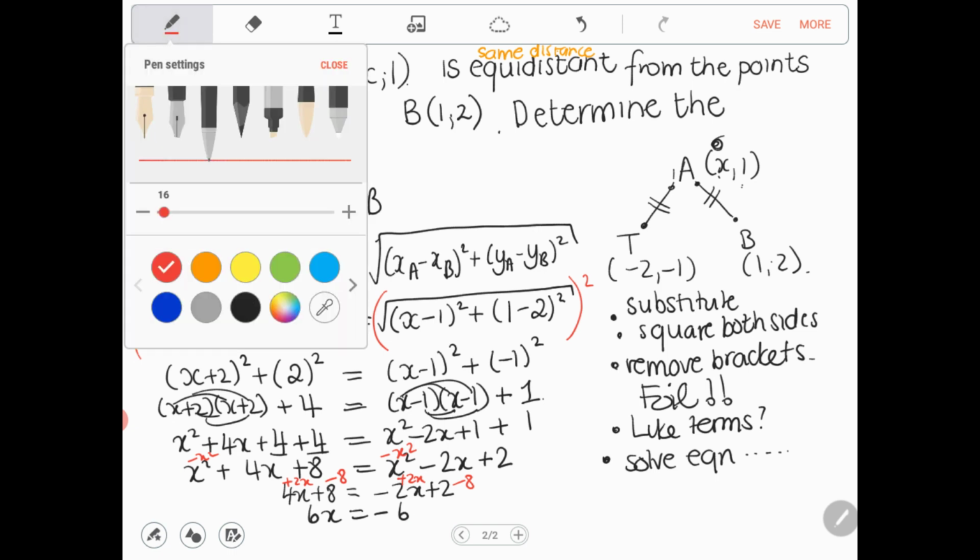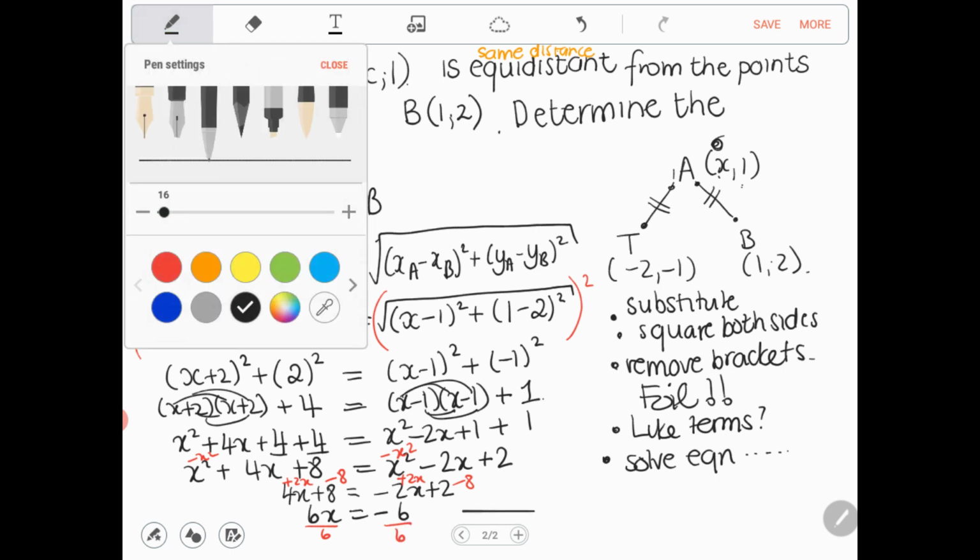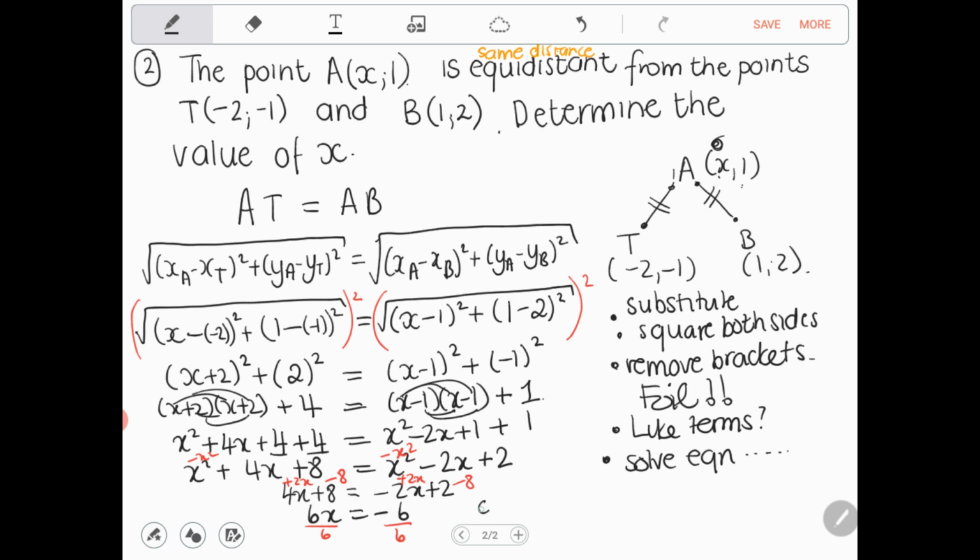And finally, we've got one term on each side. So we're going to divide both sides by 6. And in this example, x is equal to negative 1.